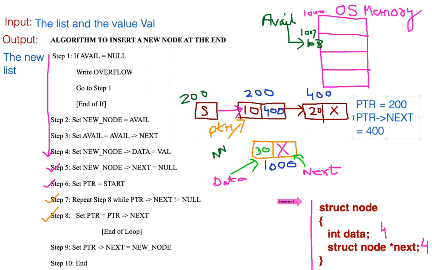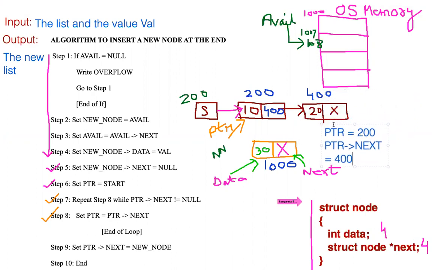It is not equals to null. So what we do, PTR equals to PTR arrow next means we copy the address of PTR arrow next to PTR. So now PTR becomes 400. So if PTR becomes 400, that means that PTR no longer points to this particular node, but now the pointer has shifted to this node. So PTR is now pointing to this node.